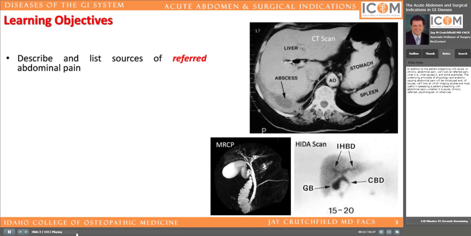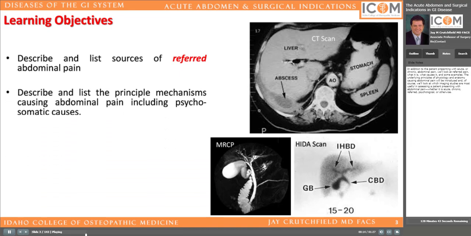The underlying principles of physiology and anatomy causing abdominal pain will be introduced, and of course, we'll look at which imaging studies are most useful in assessing a patient presenting with abdominal pain, whether it is acute, chronic, referred, psychological, or otherwise. Continuing with some learning objectives, we'll need to describe and list sources of referred abdominal pain, and also describe and list the principal mechanisms causing abdominal pain, and also ordering the proper imaging in evaluating a patient who has abdominal pain.